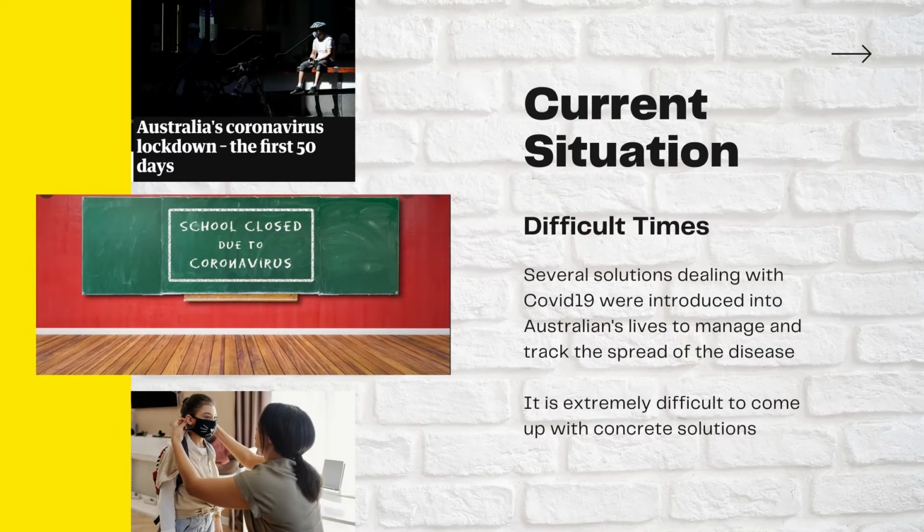2020 has been a year of unpredictable circumstances, and many Australians have never been in a time of such uncertainty. To date, COVID-19 has had an enormous worldwide impact on the economy, the health of individuals, both mentally and physically, education, and more. Several solutions to dealing with COVID-19 have been introduced into Australians' lives to manage and track the spread of the disease. However, because of the uncertainty surrounding it, it makes it extremely difficult to come up with concrete solutions that will have a prolonged positive effect.